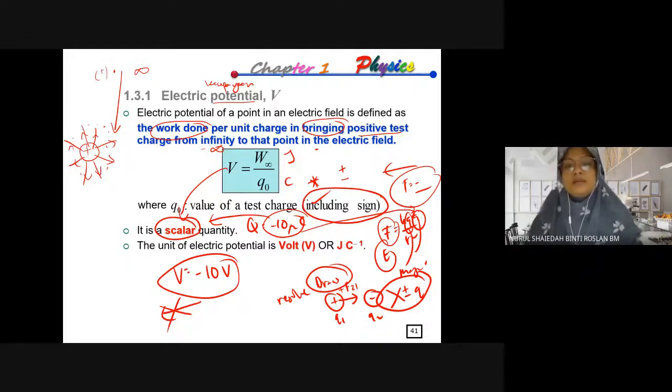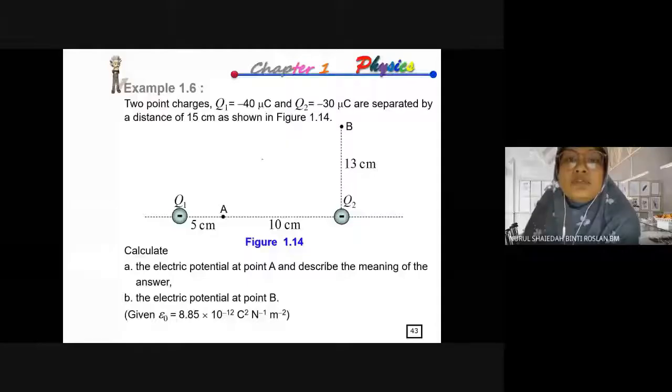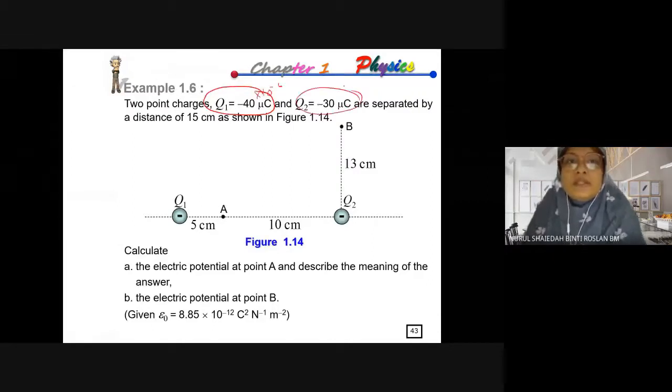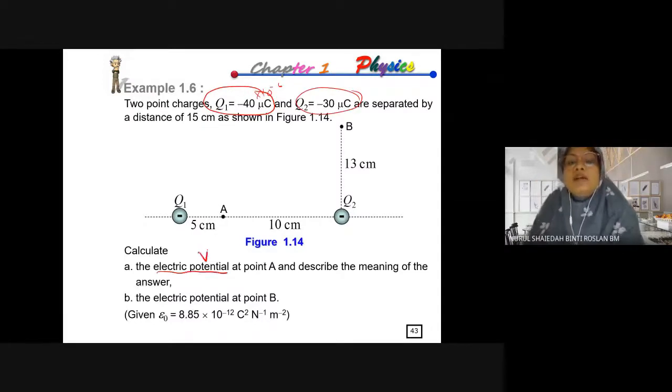Okay, this is an example question for V. We have two point charges. Q1 is negative 40 microcoulomb. Micro is times 10 power of negative 6. Q2 is negative 30 microcoulomb. So this is also negative, both are negative. They are separated by a distance of 50 cm, so 15 cm. Calculate the electric potential, the symbol is V, at point A, and describe the meaning of this answer.